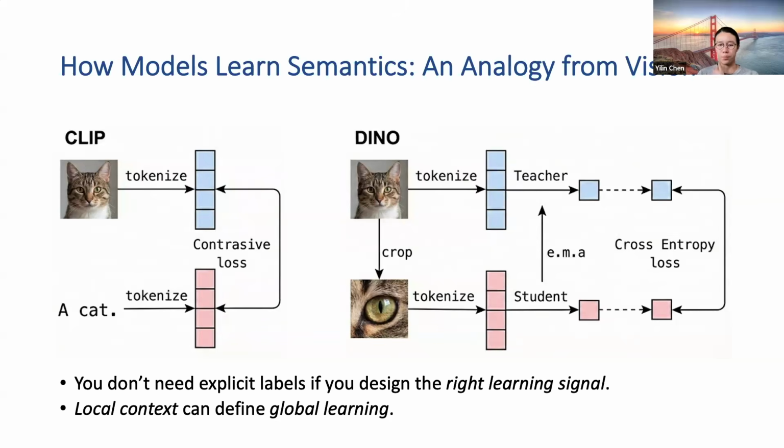DINO basically showed us that if you force a network to recognize a zoomed-in patch, say an eye of a cat, and know that it belongs to the same cat, the model learns the semantics of what a cat is, without being told that this is an actual image of a cat. So this is trying to get information into the tokens of this image. The takeaway is that you don't need explicit labels if you design the right learning signal, and local context can define global learning.